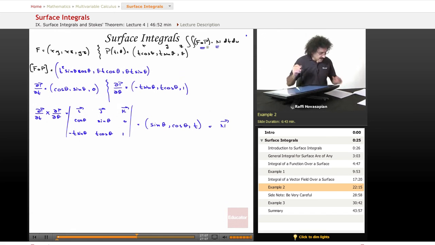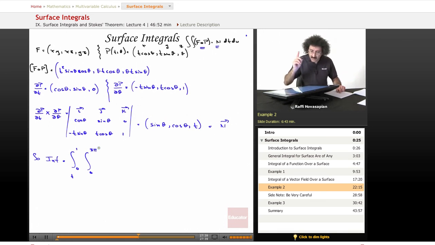Now I'm ready to go ahead and construct my integral. Of course they gave me the range. They said t goes from 0 to 1, and theta goes from 0 to 3 pi. So I have my upper and lower limits of integration. Let me do t first, from 0 to 1, and theta next, from 0 to 3 pi.